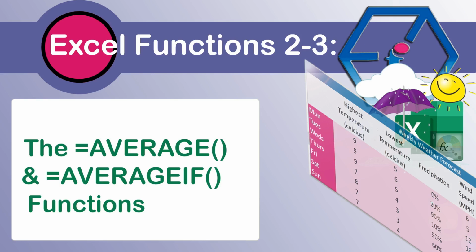Now we will take a look at the average and AVERAGEIF functions. The average function returns the mean average of a range or array of cells. The AVERAGEIF function returns the mean average of a range or array of cells only for cells where certain conditions are met.